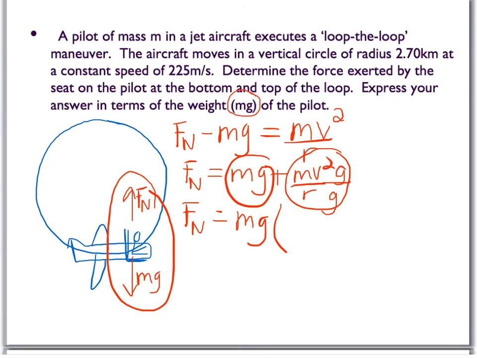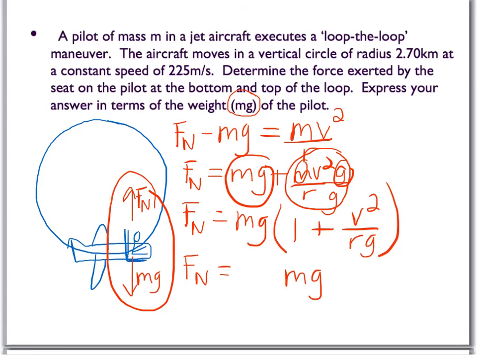Here I would simply be left with a 1 once I remove the mg. And here, when I pull out the mg, I'd be left with a v squared over the radius times gravity. Now I would actually be able to plug in my values into the expression in parentheses to solve for some value multiplied by mg. So I'm going to leave the mg outside, and here I would plug in the 225 in for the v and square that.